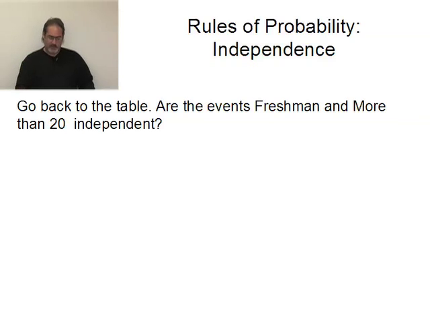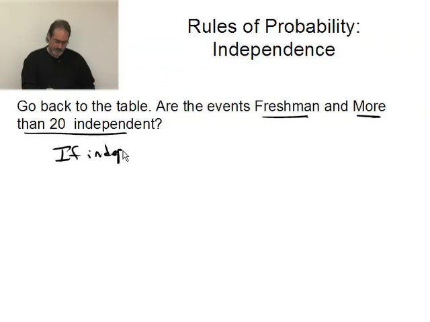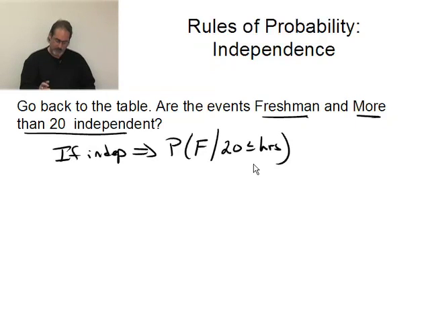Now, let's go back to the table that we've been working with and answer this question. Are the events freshman and more than 20 hours independent or dependent of each other? Okay, well, let's see. If independent, then the probability of freshman given hours strictly greater than 20 must be equal to the probability of freshman. And again, if this is empirical data, I really should add this idea to it. Okay, well, let's see what we can find out.